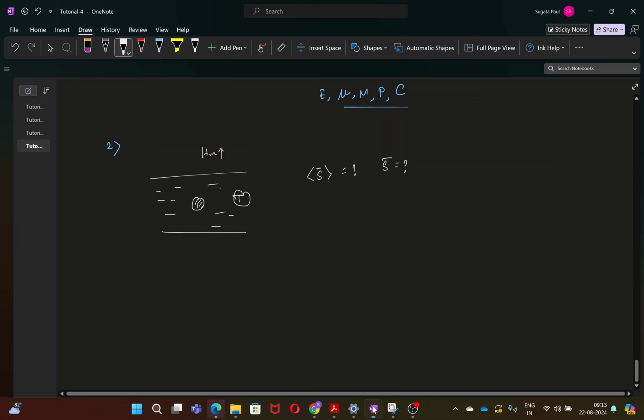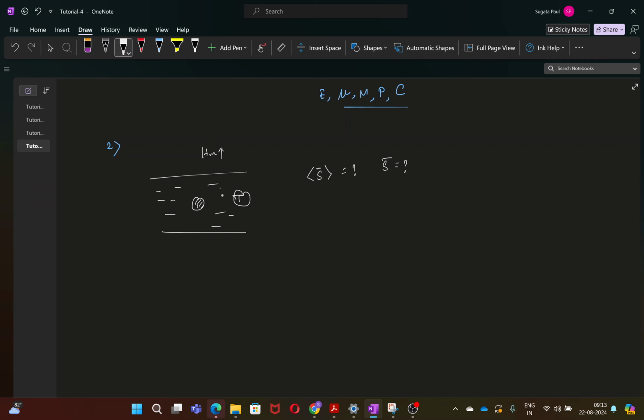Okay, so let's continue. So the question was that we have an atom sitting in a hot temperature bath of temperature T, and it is in thermal equilibrium with that bath, and it is also in an external magnetic field Hm. Now we have to calculate the average spin, that is this S average for this kind of a problem.